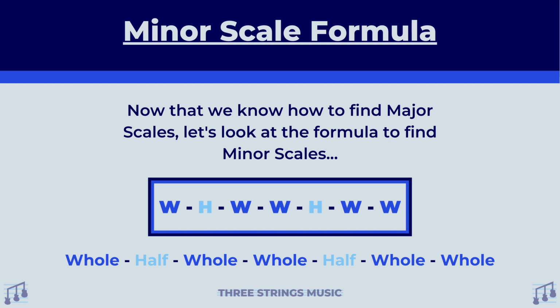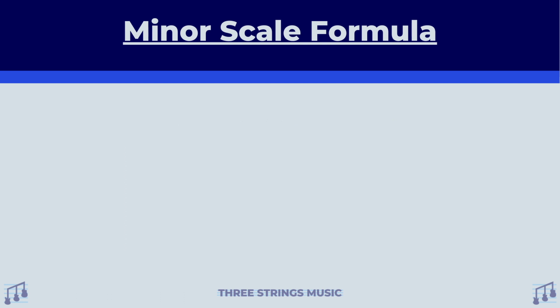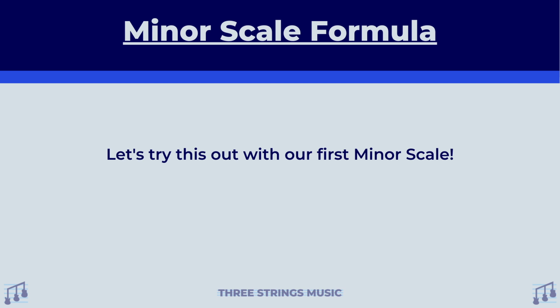In other words, whole step, half step, whole step, half step, whole step, and whole step. See what I mean? It's still the same idea, just in a different order. Since we walked through 2 major scale examples, let's walk through 2 minor scale examples so you can get an idea of this. Let's start with G minor.